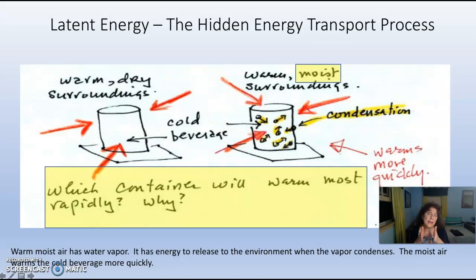But the warm, moist air has water vapor, and you know that water vapor has a lot of energy. It has energy to release to the environment when the vapor condenses. The vapor is going to condense on the outside of the container. The vapor is going to release that energy to the environment. That environment is going to include the soda inside the glass. So the soda glass that is exposed to the warm, moist air is going to warm more quickly and lose its fizz more quickly too than the glass that is associated with the warm, dry surroundings.